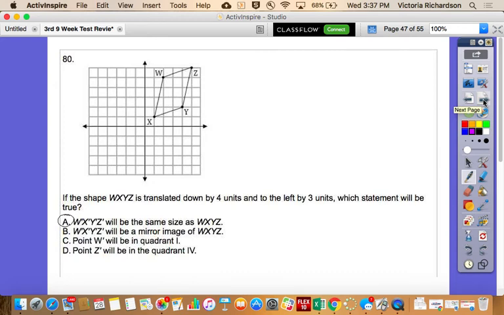Number 80, if the shape WXYZ is translated down by 4 and to the left by 3, which statement will be true? That the new figure will be the same size as WXYZ. All we did was move it. When we translate, we move. That's it. So we didn't change the size.